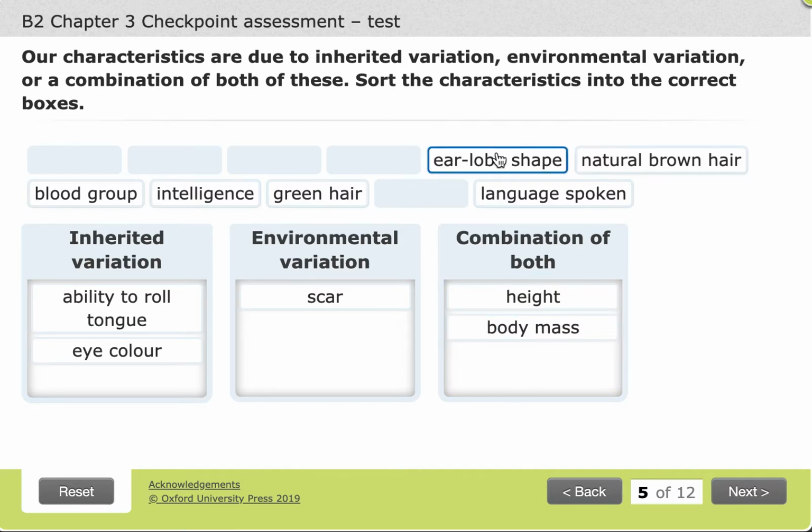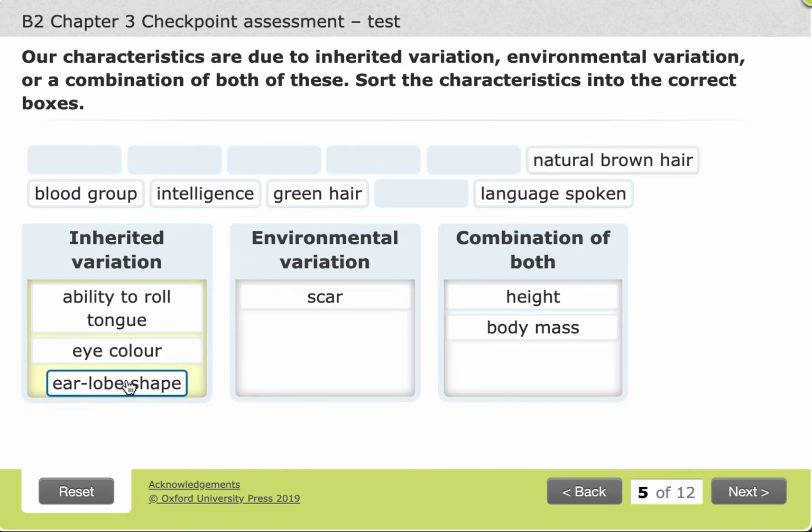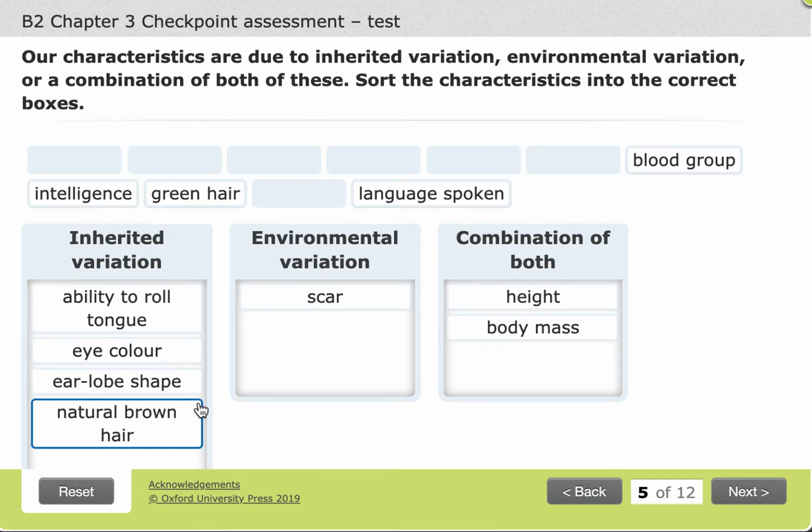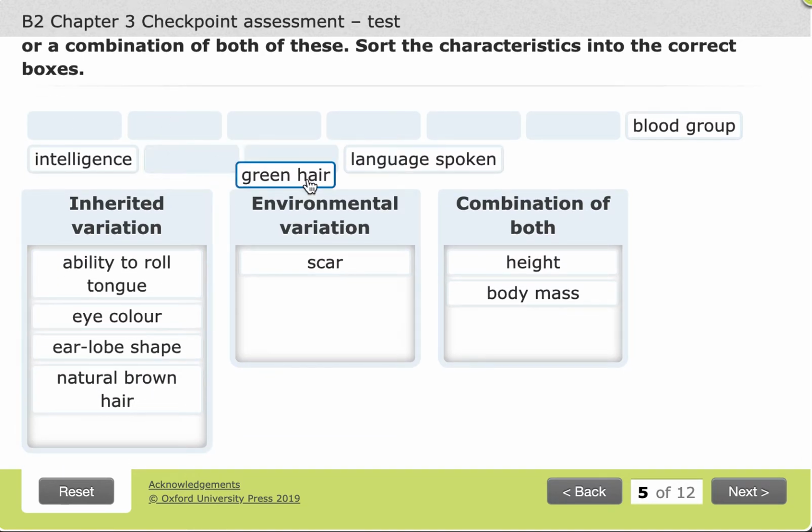The shape of your earlobes, again, is inherited. This cannot be changed after you're born, and therefore it is inherited, genetic. Same with natural brown hair, a key term being there, natural, as opposed to green. As far as I'm aware, there are no people with naturally green hair, and therefore it's an environmental factor. For example, we get it from hair dye.